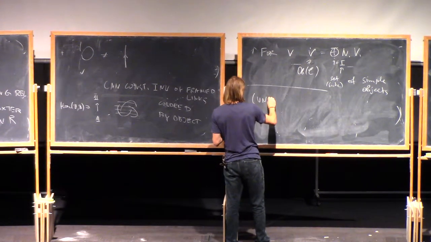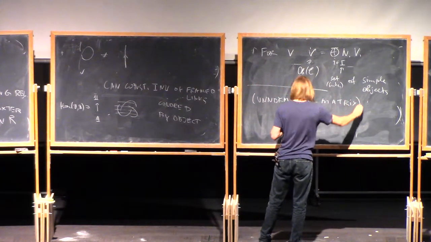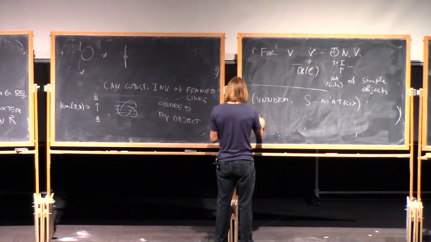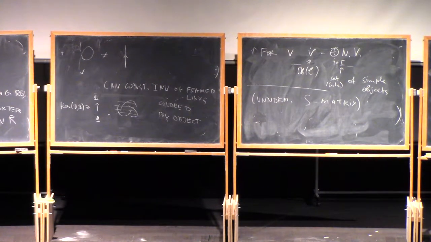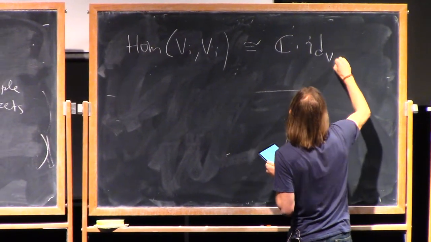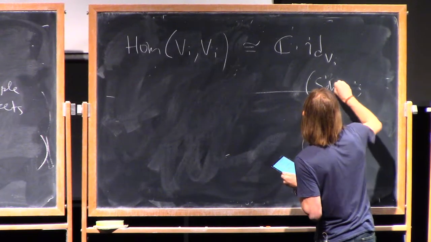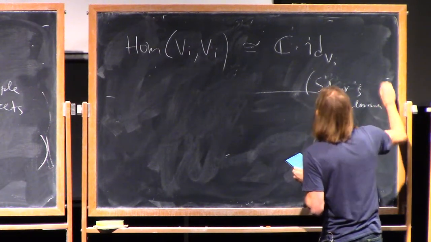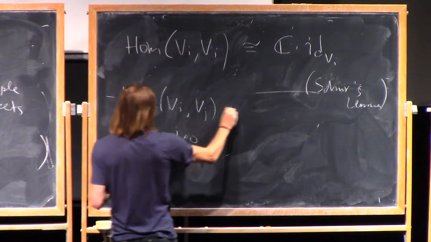Then one can define what is called the unnormalized S matrix. Let me mention the following statement. If we consider Homs from a simple object to itself, then all possible Homs are proportional just to the identity, and this is a result of the Schur lemma. And the Homs between different simple objects are trivial.